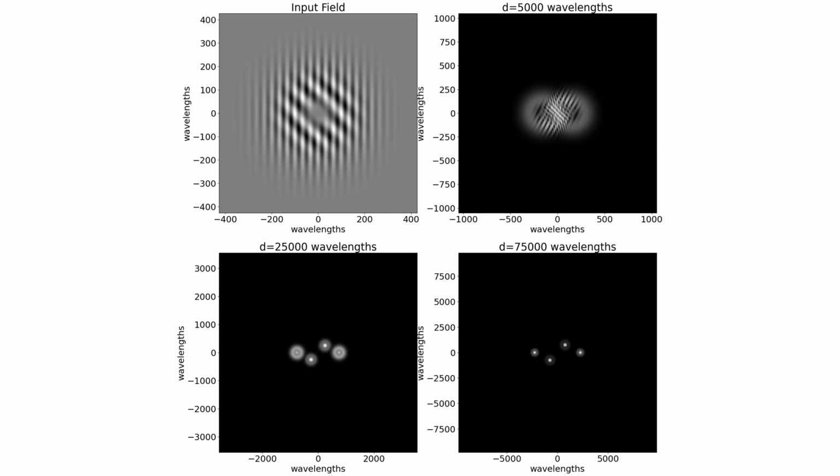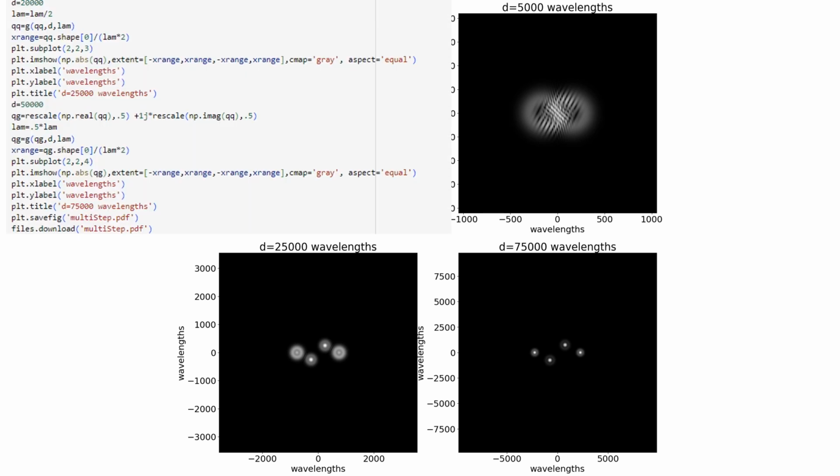This particular method was done with a multi-stage diffraction. So here's the code that implemented that. We've propagated the field to 5,000 wavelengths. That's what's shown here at the upper right. Now we want to propagate the field further to 25,000 wavelengths. There's no reason for us to start back at the original field when we want to propagate further. We can take the field at 5,000 wavelengths as an input, which is done here. So we have d equals 20,000 wavelengths.